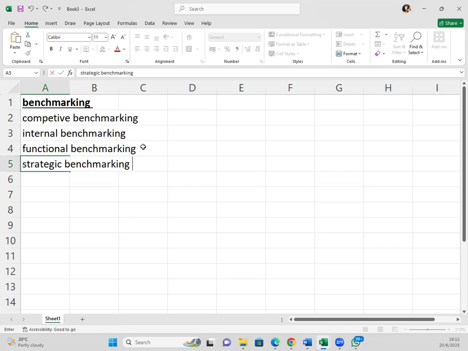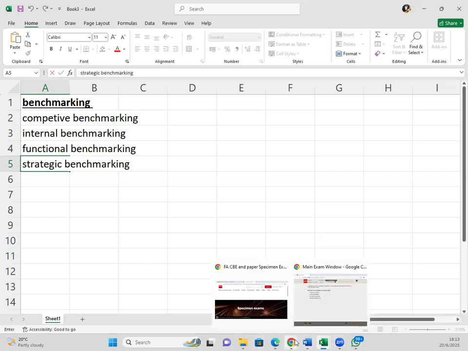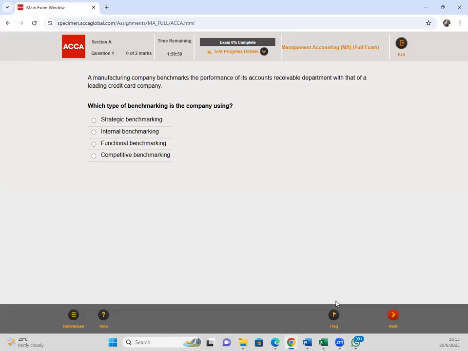So strategic, anything that is strategic is long-term. So you're comparing the long-term objectives of the organization against those of the industry, against those of the leaders in the market. So that is strategic benchmarking. So with that in mind, let's go and check which one is the most ideal answer there. So what can we say?